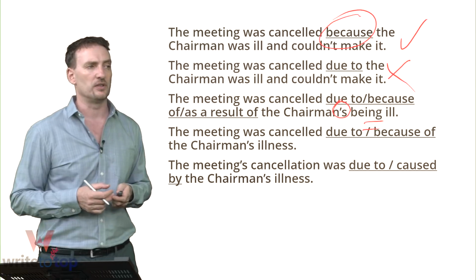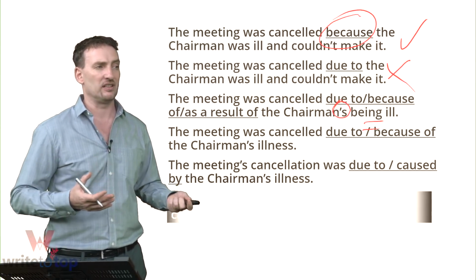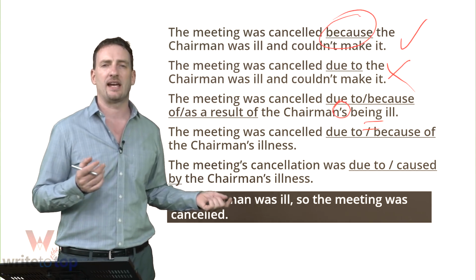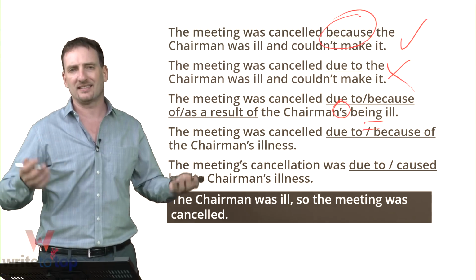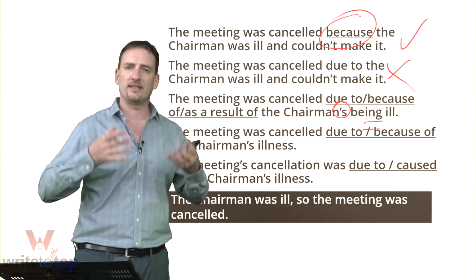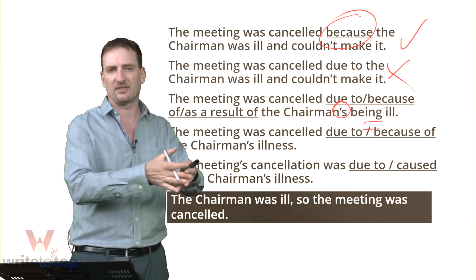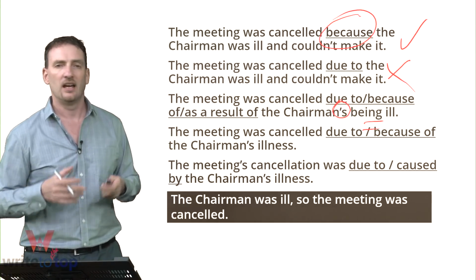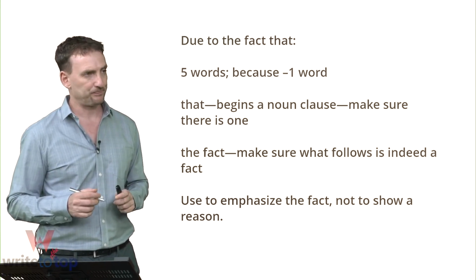If you're not 100% sure, and if you want other alternatives, there's always other options. The chairman was ill, so the meeting was canceled. Flip it around. Find another way to say the same idea. There are always alternatives. You can use the preposition for to show a purpose of something, or to show a reason for something, the prepositions. Always other options. Make sure you use all of them.